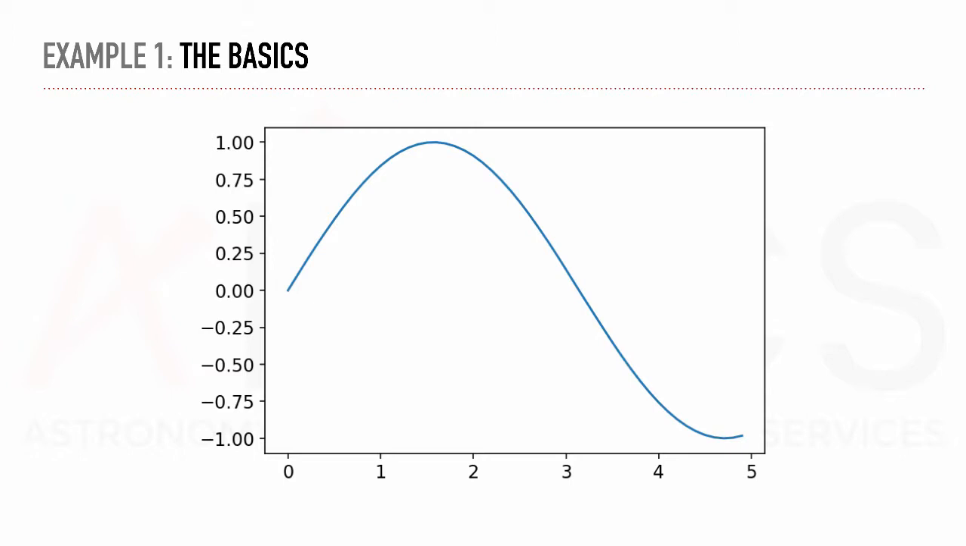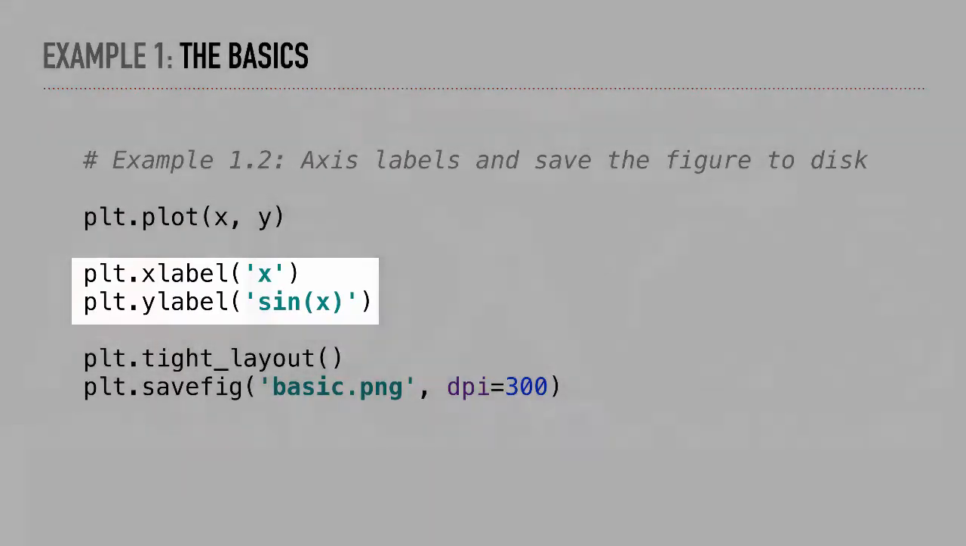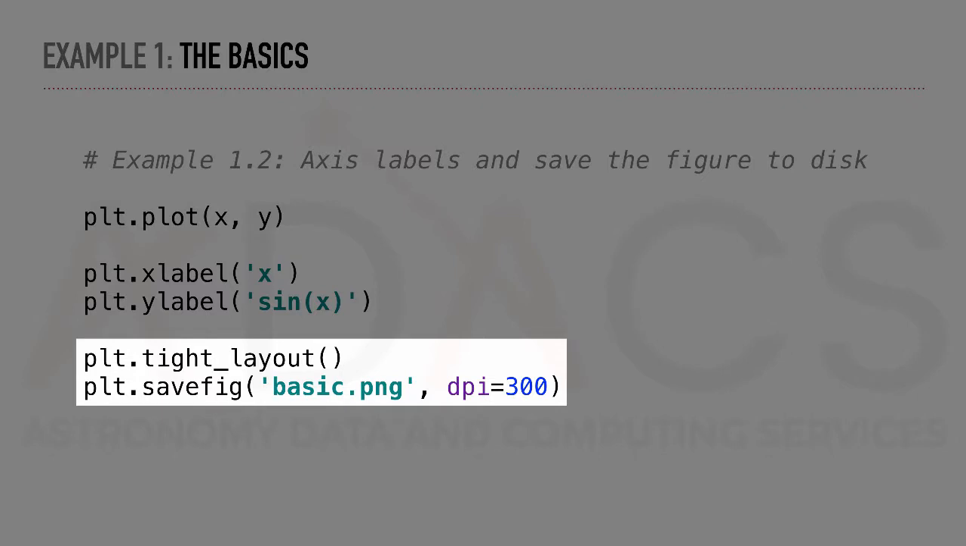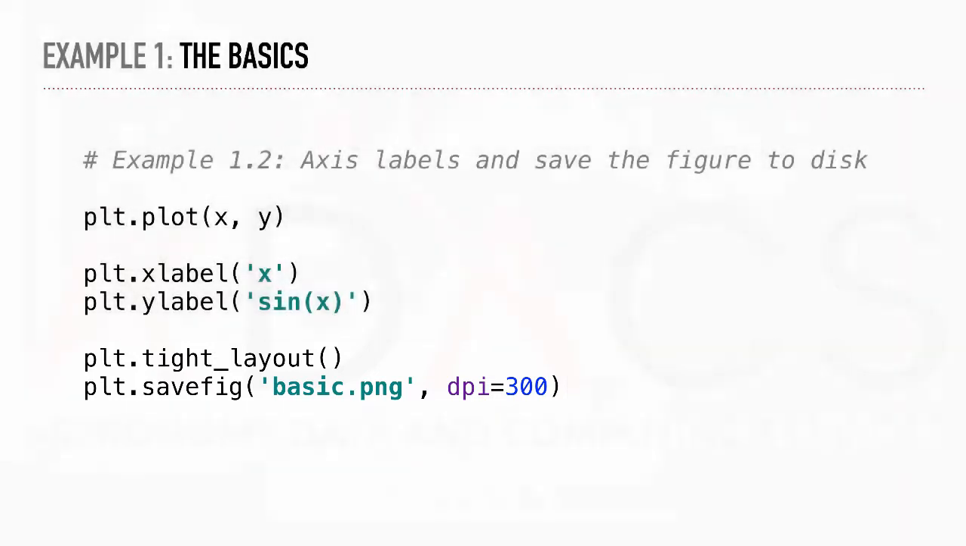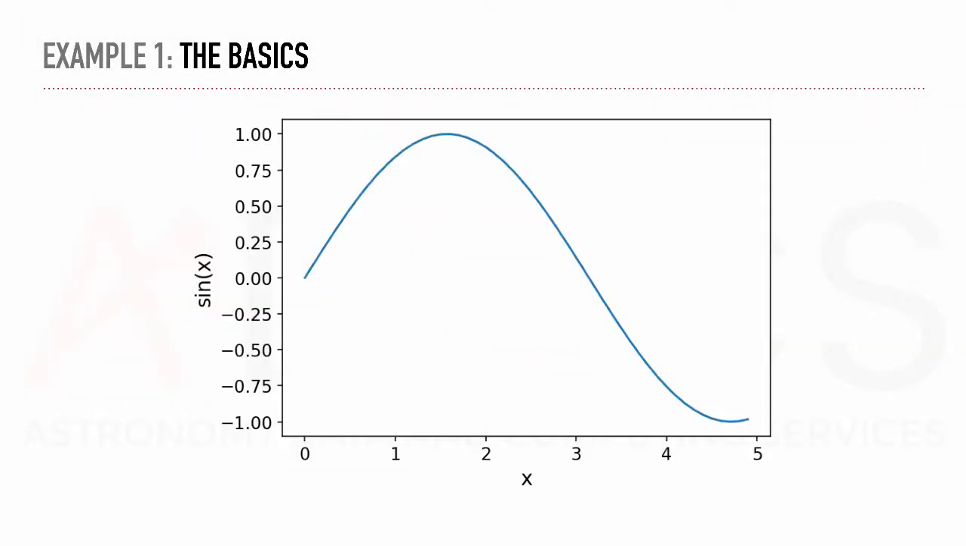As you can see, it only took a few lines of code to produce a plot. However, we are missing axis labels. This can be added using the following lines. Optionally, pyplot includes a function to optimize the layout, and the figure can be saved to disk using the savefig function. And now, we have axis labels.